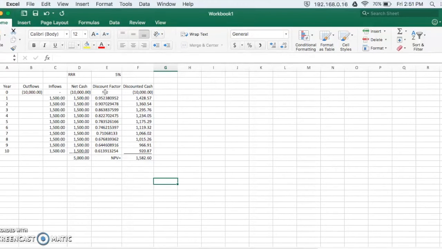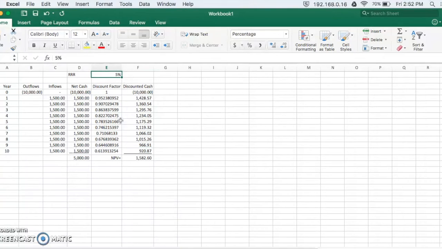So here you're looking at the discounted cash flows for the year. And then when you sum it, that's your net present value, right? These are the present values. So when I say discounted cash flows, this is the present value of that $1,500 net cash inflow in year 2. It's really only worth $1,360 currently. And that's because our required rate of return, or our discount rate, is 5%.